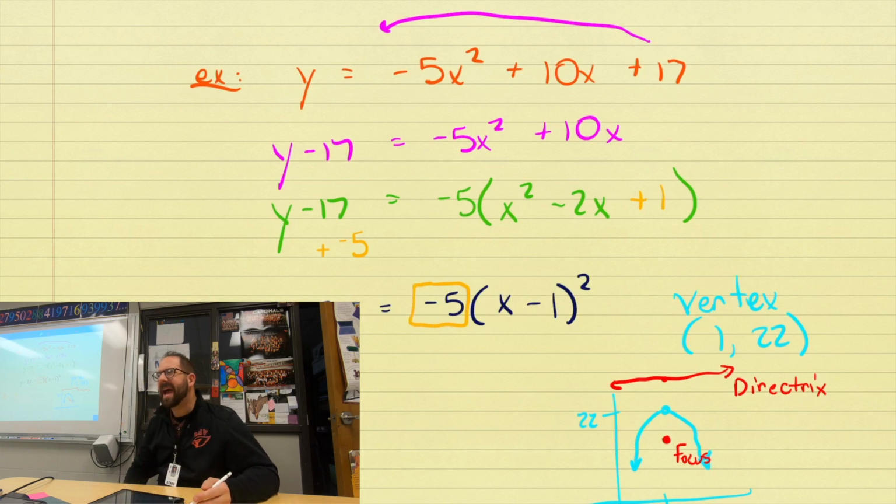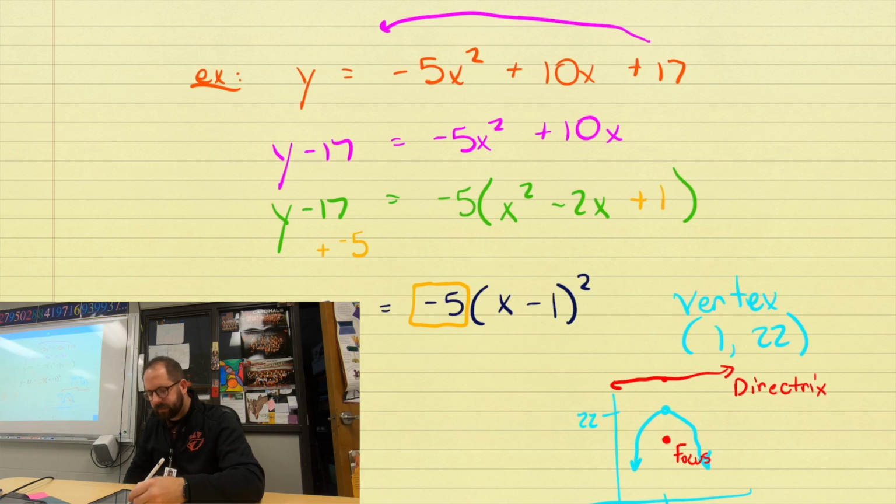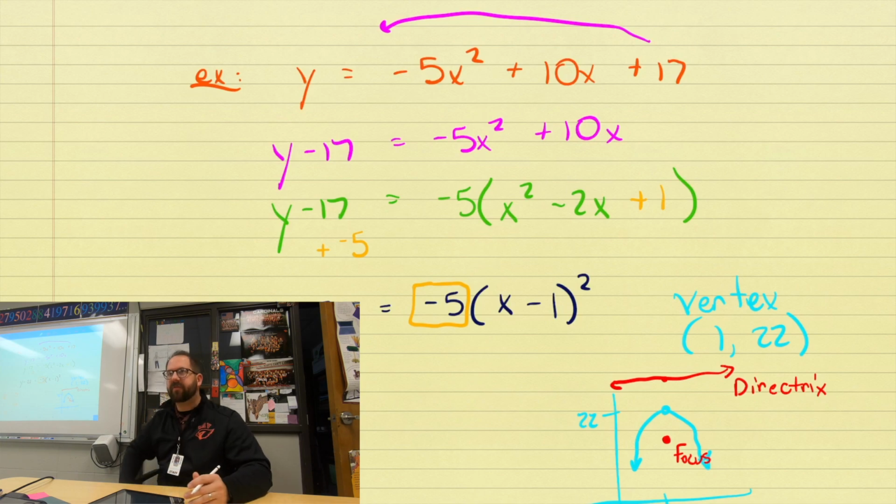In fact, you don't actually need the negative sign. I'm going to get rid of it. The negative sign just tells me which direction it's going. It's going down. That's all it tells me. It doesn't matter, so you can get rid of it. We're going to multiply the 4c across, so we get 20c. Divide by 20. And so my distance out to the focus and directrix is 1/20th.